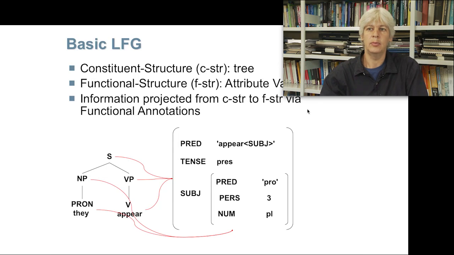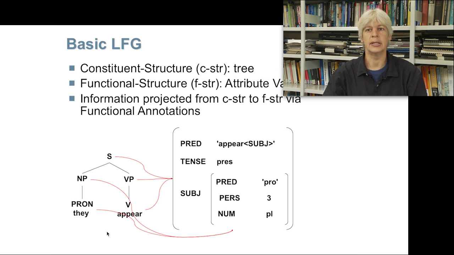Okay, so moving on now to basic LFG information. Basic LFG contains two levels of representation. One is the constituent structure, or the C structure, and this is a basic syntactic tree, and I've given you a representation down there. So I've given you a very, very simple sentence, they appear, and this is the tree representation, the C structure representation for that. And what you can see, it's a sentence which consists of an NP and a VP, and the NP just consists of a pronoun, and the VP just consists of a verb. So a very, very simple sentence.